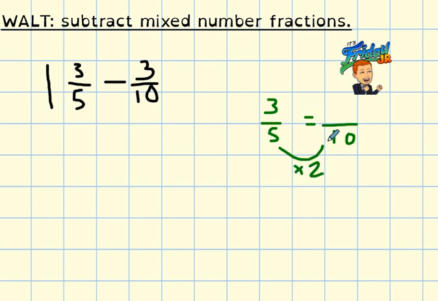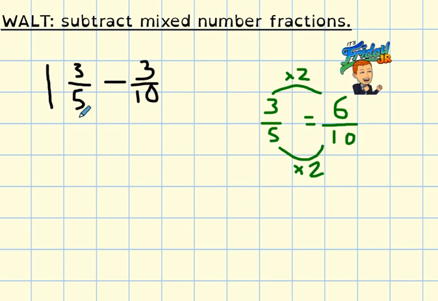So if I times my denominator by 2, I times my numerator by 2. Remember, whatever I do to the denominator, I must do to the numerator. We looked at that when we focused on equivalent fractions. 3 times 2 is 6/10. So 1 3/5 is the same as 1 6/10. They're equivalent, they are the same. The fractions look different, but they represent the same value.